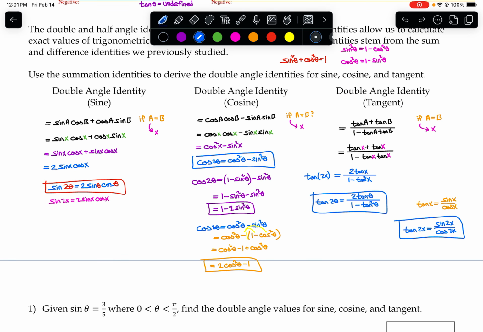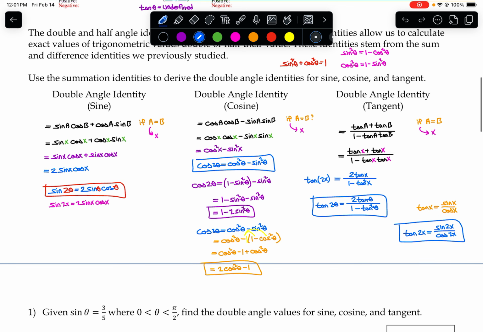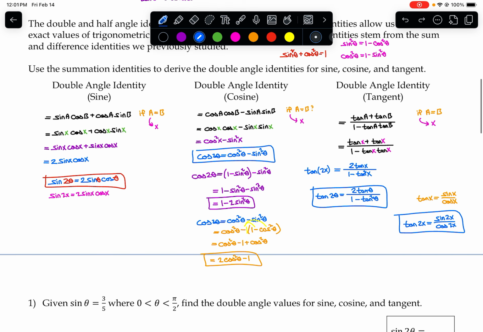Hopefully this is making more sense. Hopefully what's written is making more sense than what I'm saying at this point, because I feel like I'm just going off on a tangent almost. Ha ha, tangent.